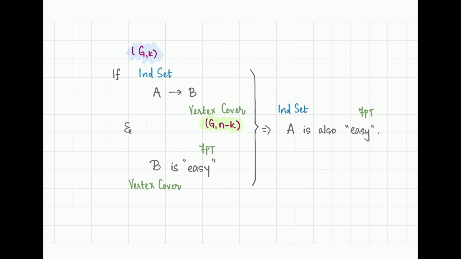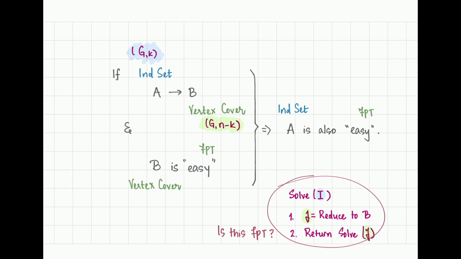Remember, if you start off with an instance of independent set given by G comma k, the reduction is going to produce an instance of vertex cover which looks like G comma n minus k. Now, how do we get this FPT algorithm for independent set? Remember, our recipe is first run the reduction and then run the known algorithm for the target problem on the reduced instance. So let's perform these two steps. We first perform the reduction. That's no problem. That's polynomial time, and we have very little work to do there. We just have to compute n minus k so that we know what sort of a vertex cover we are looking for.